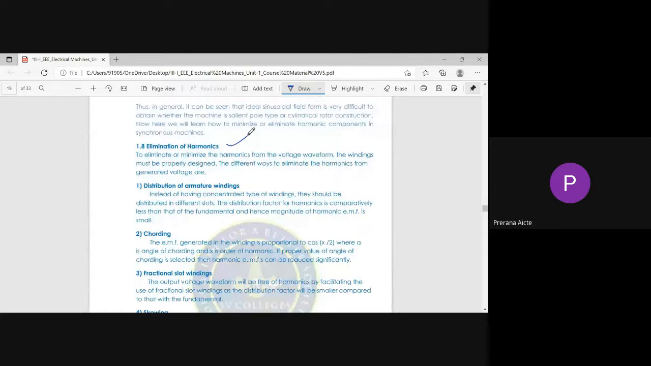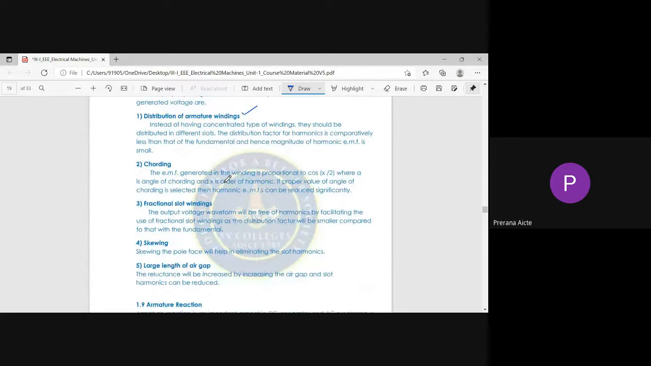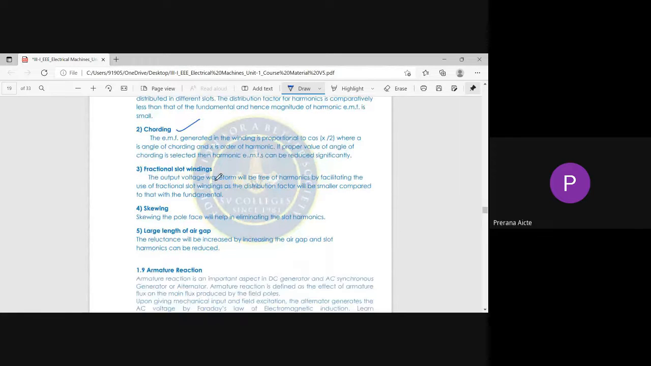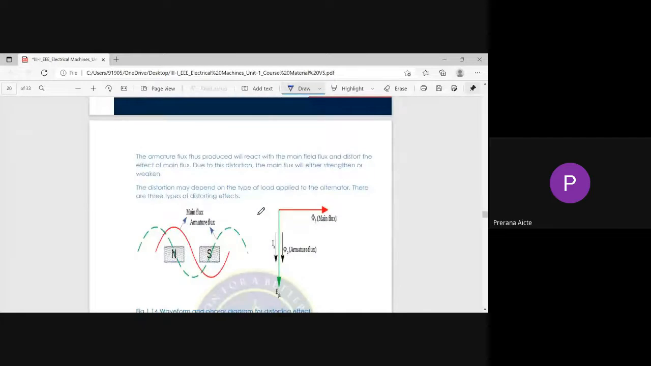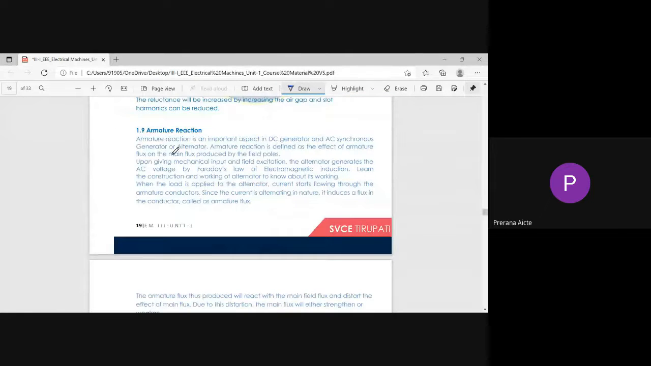See here, elimination of harmonics. By using distributed winding, all higher order harmonics are eliminated. By using fractional slot winding, all dominating harmonics are eliminated, and we also reduce the higher order harmonics. By skewing the rotor, we eliminate the slot harmonics. So these are the methods of elimination of harmonics in a synchronous generator.